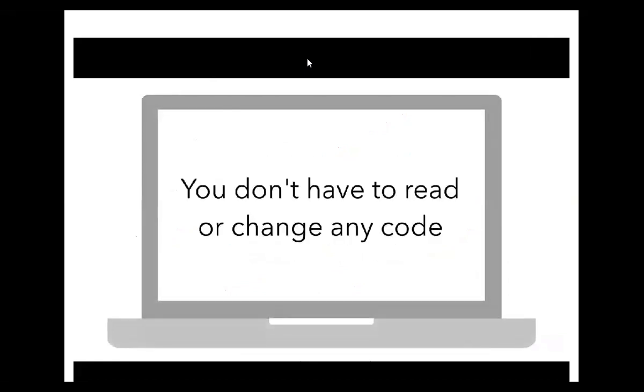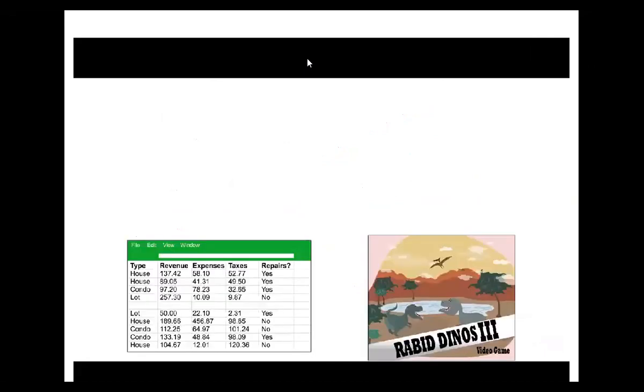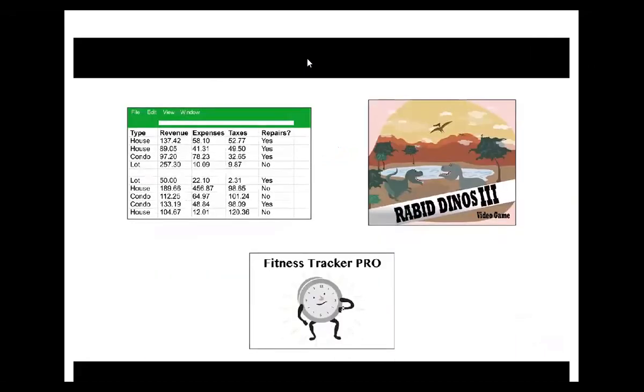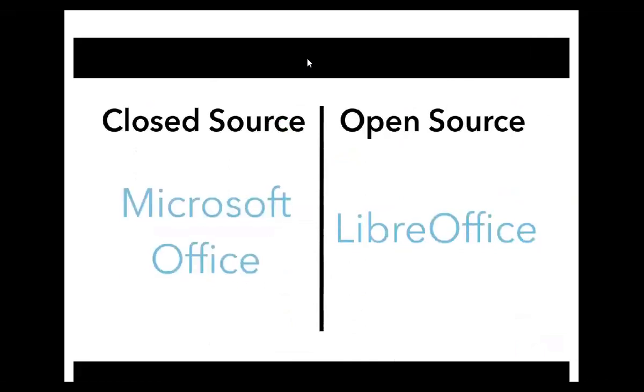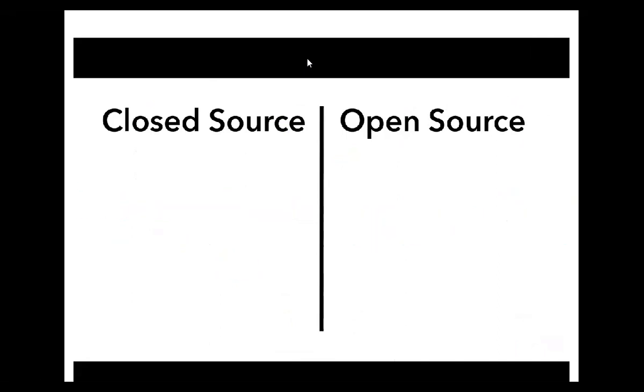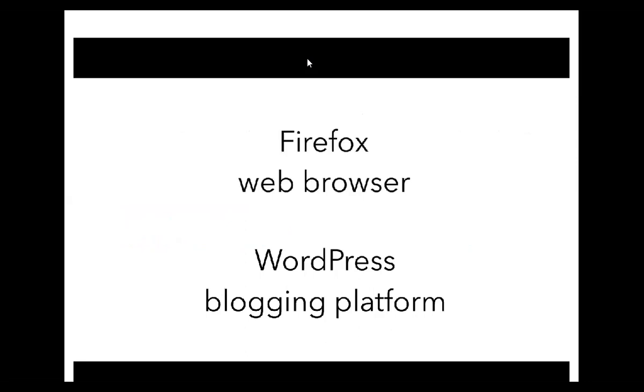Keep in mind that you don't have to read or change any code in order to use an open source product. The vast majority of apps, games, and other popular software are closed source. However, there are open source options for many types of programs. If you want an open source alternative to Microsoft Office, you could use LibreOffice. Instead of using Windows, you can try an open source Linux operating system. Other open source examples include the Firefox web browser and WordPress blogging platform.